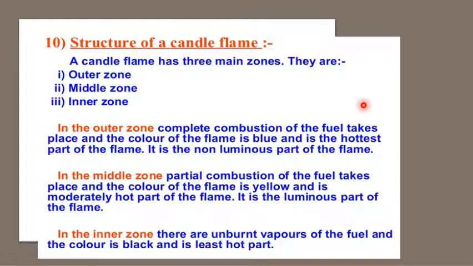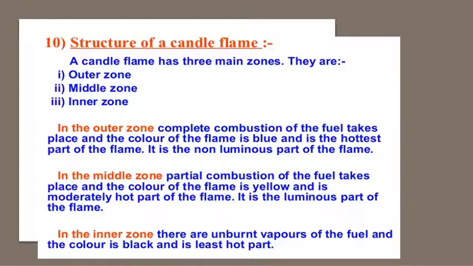Now, we have already seen the picture of a flame. It was having three zones. We could see the three zones. The outer zone, the middle zone and the inner zone. Isn't it? Okay. So in the outer zone, the complete combustion of the fuel is taking place. And the color of the flame is blue. And this is the hottest part of the flame. It is also called as the non-luminous flame.